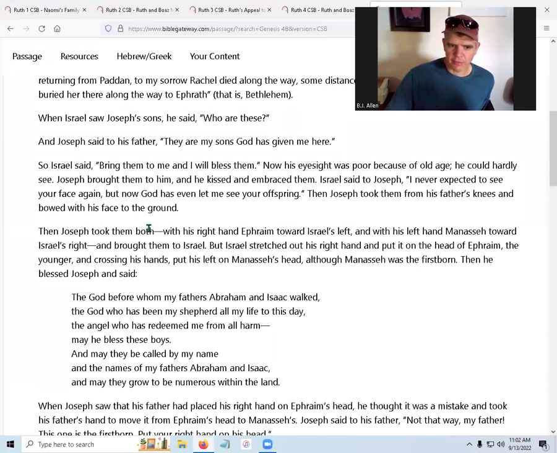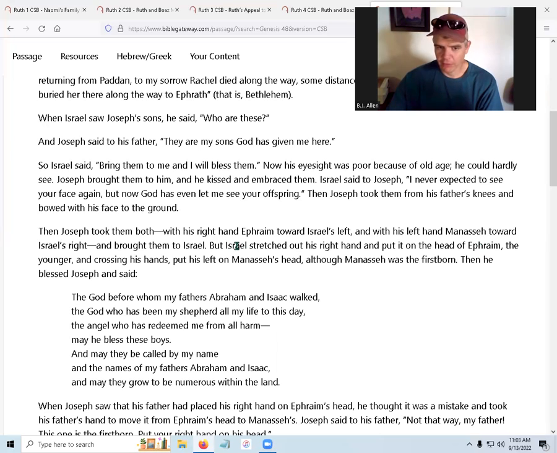Then Joseph took them both with his right hand, Ephraim toward Israel's left, with his left hand, Manasseh toward Israel's right. Brought them to Israel. So he's got Israel on one side, Joseph has Manasseh on one side, Ephraim on the other. Israel's going to put his hands out, one on Manasseh, one on Ephraim. He's going to bless them, right? Okay. Firstborn blessing. But Israel stretched out his right hand and put it on the head of Ephraim.